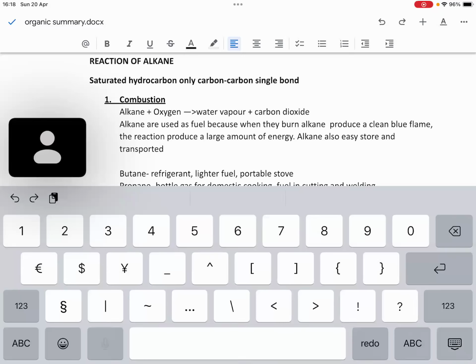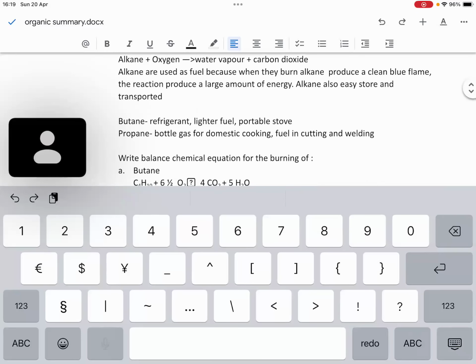So alkanes are used as fuel because they burn. When they burn, they produce a clean blue flame. The reaction produces a large amount of energy, and lastly, they are easily stored and transported. At the time of making this handout, they only really test for these two alkanes and what they're used for. However, we know that we're supposed to know all the first six.